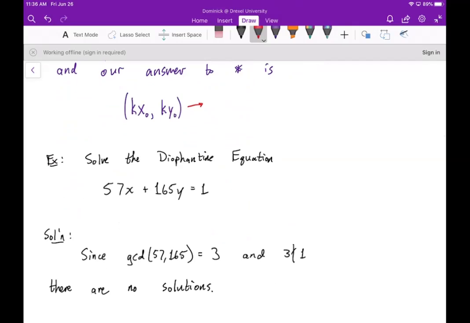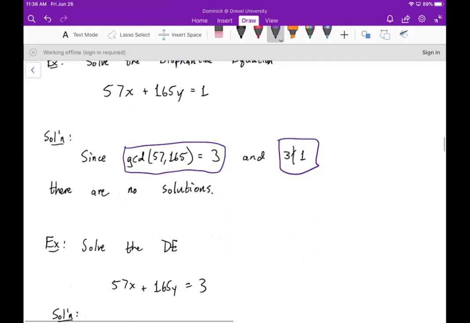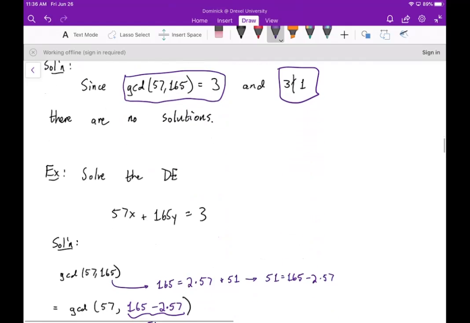Okay, now, if we wanted to solve 57x plus 165y equals 1, first you would find that the GCD of both of these is 3. And since 3 doesn't divide 1, you don't want to waste your time. And of course, there's no solutions. Now, since we know that the GCD of 57 and 165 is 3, we know that we can solve that. So let's go ahead and do it.